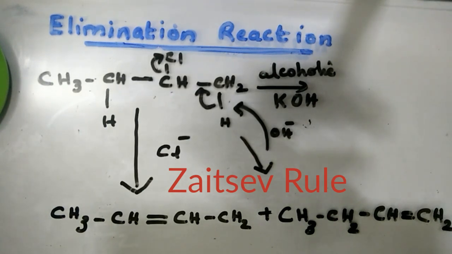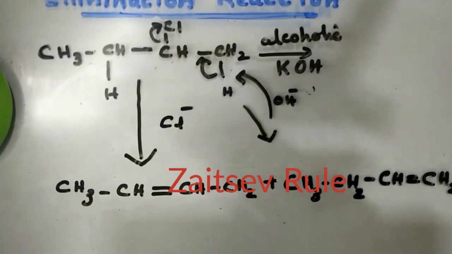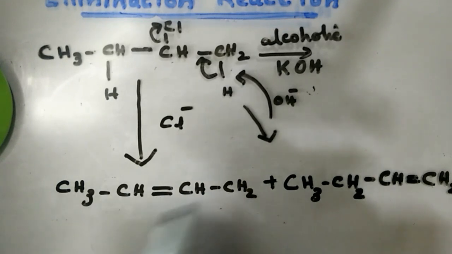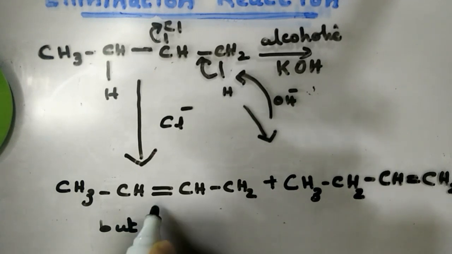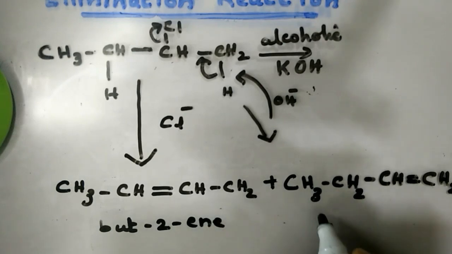Here, two products are there, with 4 carbon atoms of butene. In the first one, the second carbon atom has the double bond, so but-2-ene. And in the second one, the first carbon atom has the double bond, so but-1-ene.